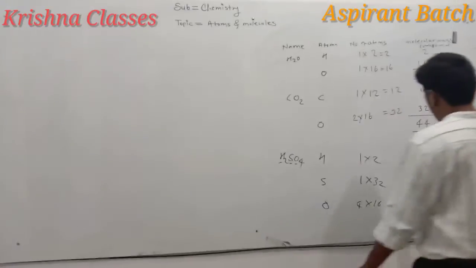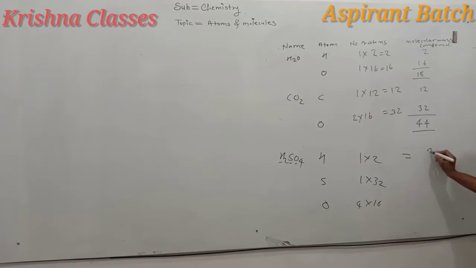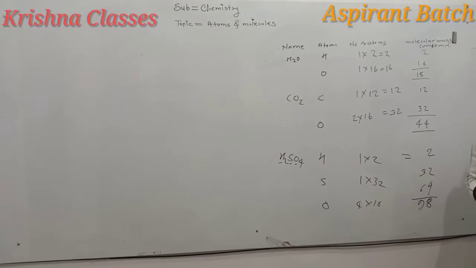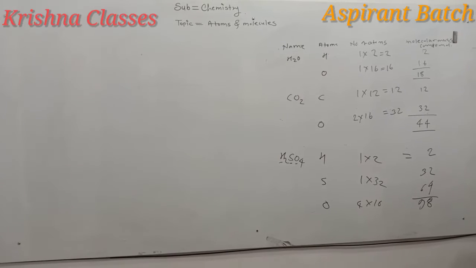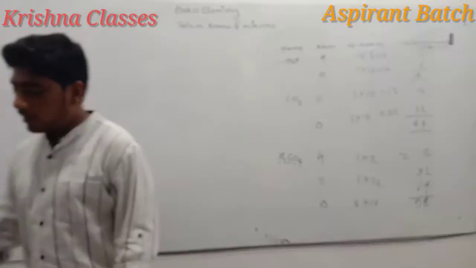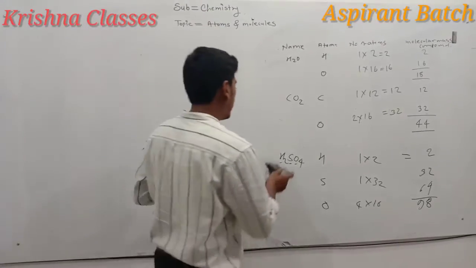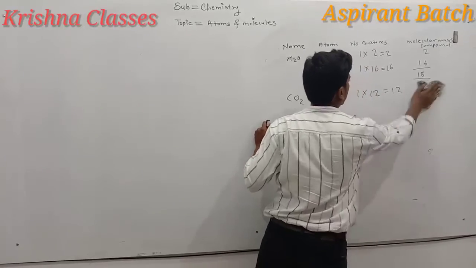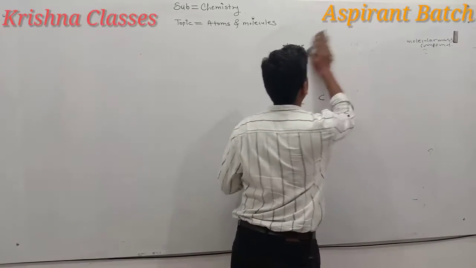After this calculation we get the value 2 for hydrogen, 32 for sulfur, and 64 for oxygen. How much is it? 98 is the molecular mass of sulfuric acid. These are the basic terms. Then we will find out the molecular masses of the different compounds.